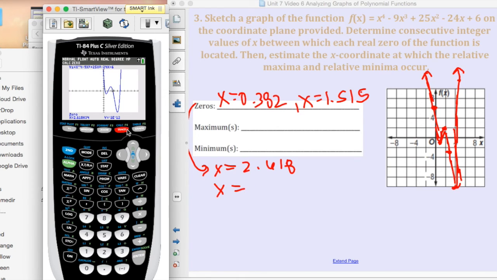And let's find the last one. So second calc, my zeros. Got to move to the left of it. And then we got to be to the right of it.